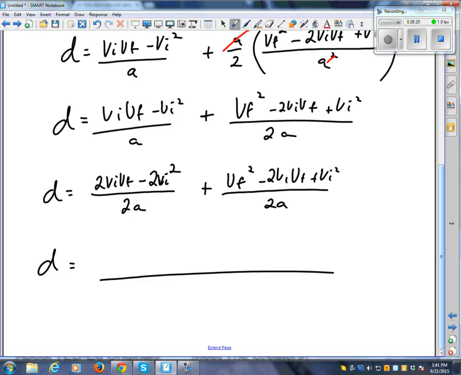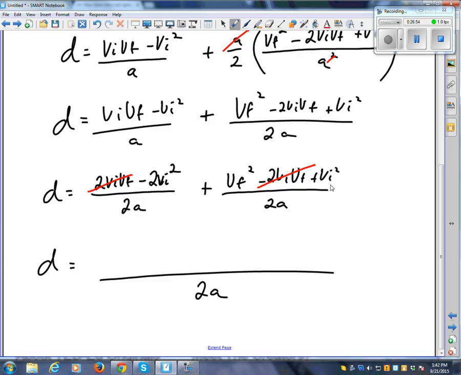it's all over 2a, and you add the tops together, and if there's any that happen to cancel out, then that's great. Okay, so, hey, look at 2 VIVF minus 2 VIVF. Party on. I got a minus 2 VI squared and a plus VI squared, which is going to result in a negative VI squared, right?